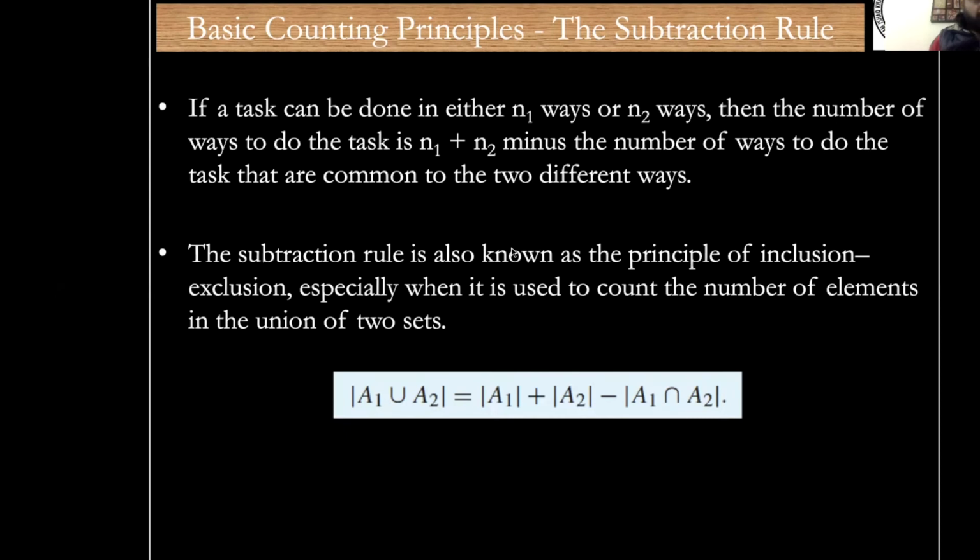We also call it by the name of inclusion exclusion, the principle of inclusion exclusion, especially when it is used to count the number of elements in the union of 2 sets. So if you remember the formula, the number of elements in A1 union A2 is the same as the number of elements in A1 plus the number of elements in A2 minus the number of elements in the intersection of A1 and A2.